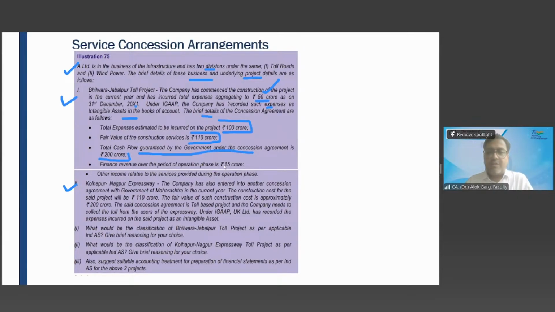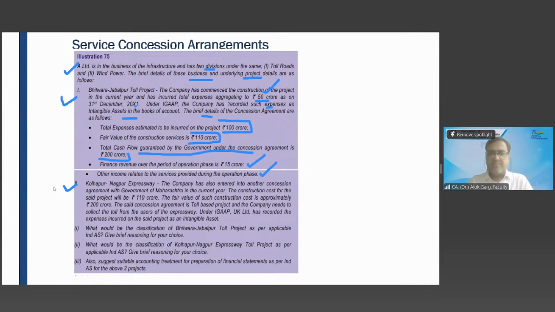Finance revenue over the period of operation phase is 15 crore. Other income relates to the services provided during the operation phase. All this information is given. Have you understood this information?